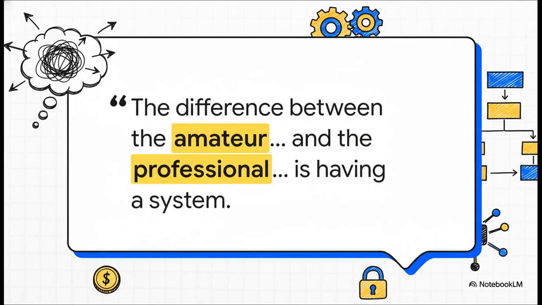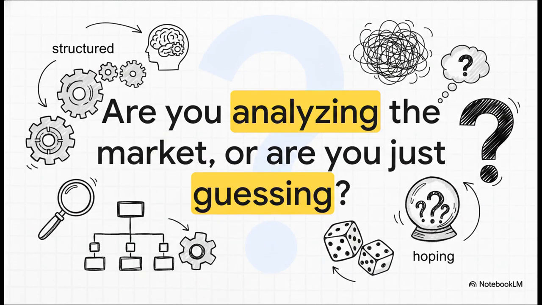And really, that brings us to the fundamental takeaway here. The real difference between an amateur trader who's just hoping for a lucky break and a professional who executes with confidence, it's not some secret indicator, it's not luck, it is having a robust, verifiable system. So I'm going to leave you with this one question to think about. When you look at the market, when you look at your charts, is your process one of structured analysis, where you demand confirmation? Or is it really just guesswork, where you're hoping this next signal finally works out? The answer to that question can make all the difference.